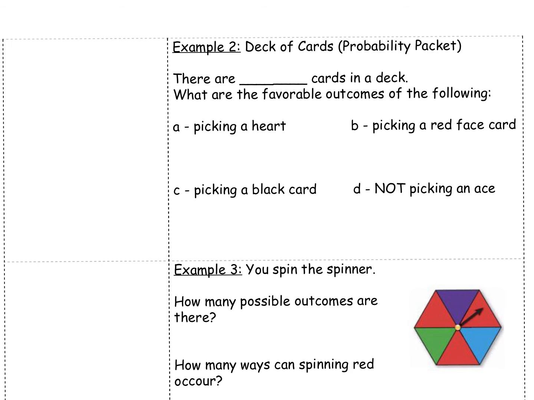Then, in our packet, we talked about a deck of cards. That was one of the stations, so we can analyze what those options are. We know there are 52 cards in a deck, and we want to know how many are favorable for the following. How many favorable outcomes are there if I pick a heart? Well, there are 13 hearts, so there's 13 winning options.